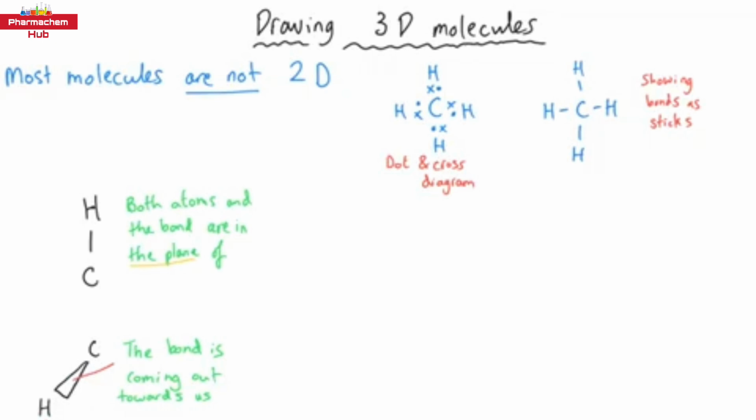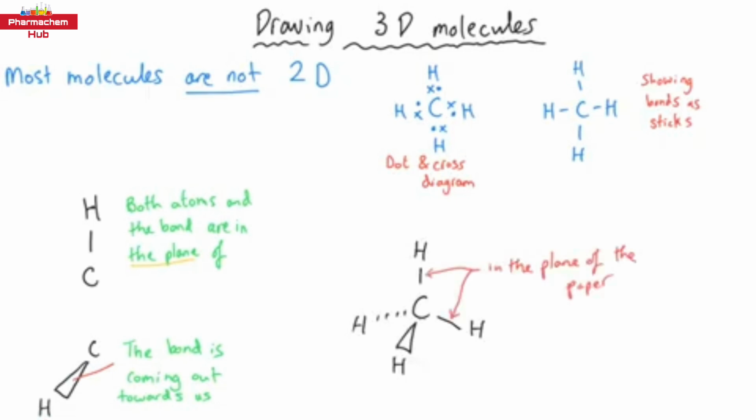And then the final type of bond is sort of like a broken line, and that's showing a bond that is moving away from us, sort of into the paper, deep into the paper, or into your desk, or however you want to think about it. But this bond is definitely in a different plane to the other two. And when you put them all together, you get a shape where some of the bonds will be in the flat of the paper, and some of the other bonds will be coming out towards you or going into your paper, depending on how you've drawn them.